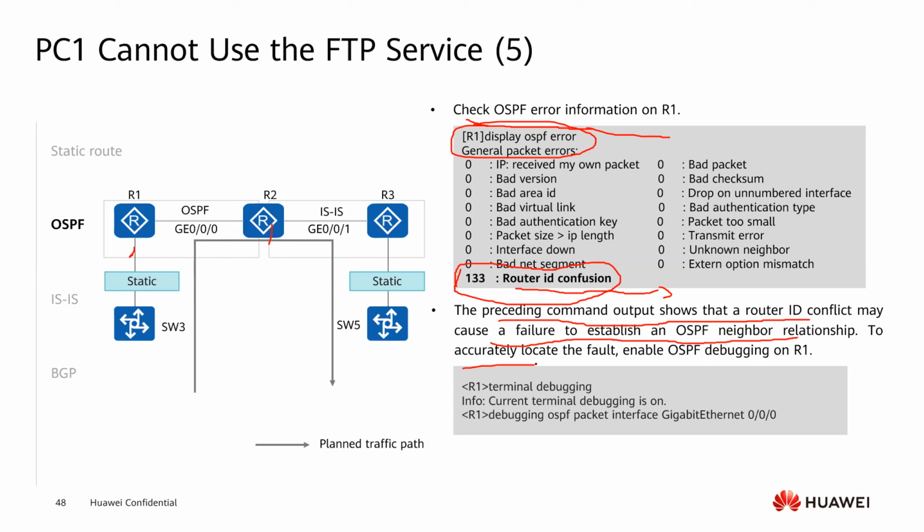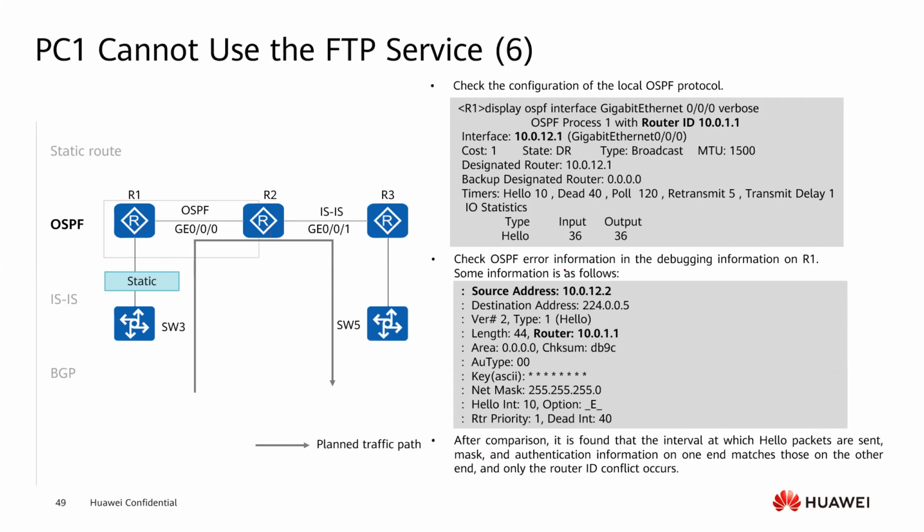To accurately locate the fault, we enable OSPF debugging. That's what we learned about debugging in the last slide, Network O&M. We run terminal debugging and debugging ospf packet interface GigabitEthernet 0/0/0 for this interface, and at the same time we check the configuration.